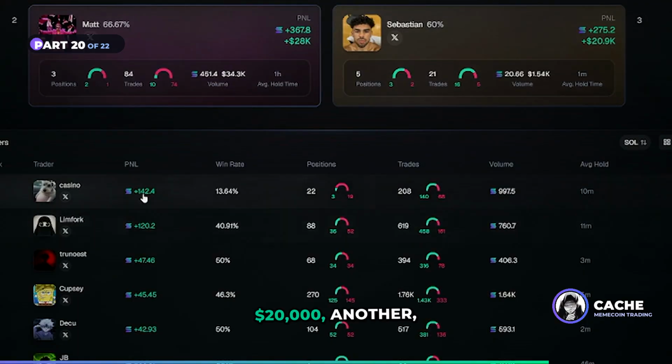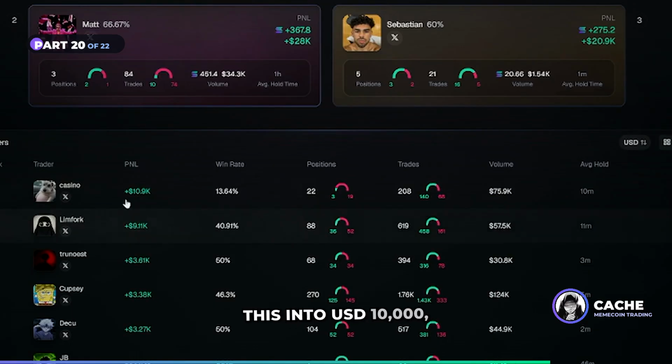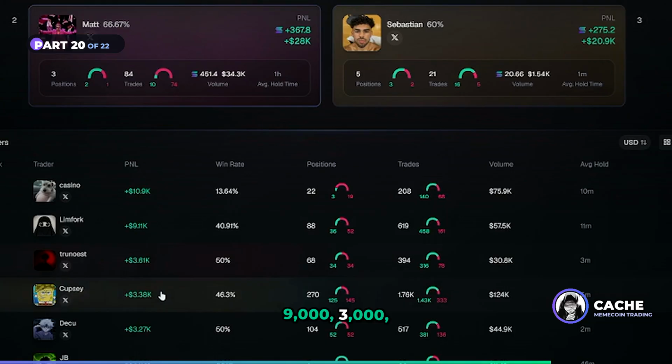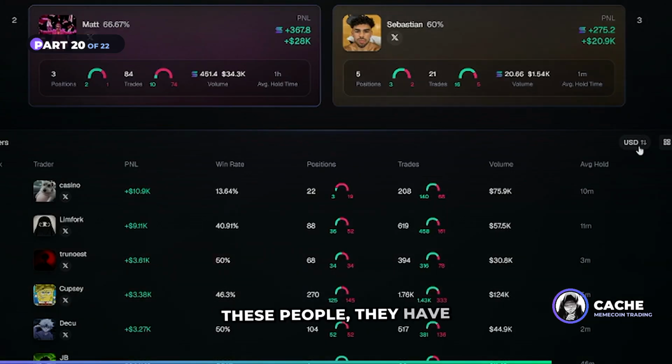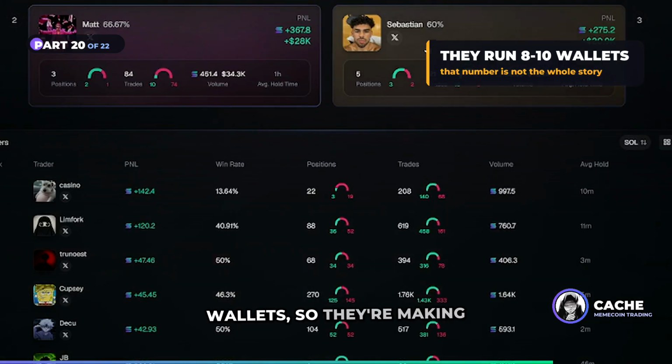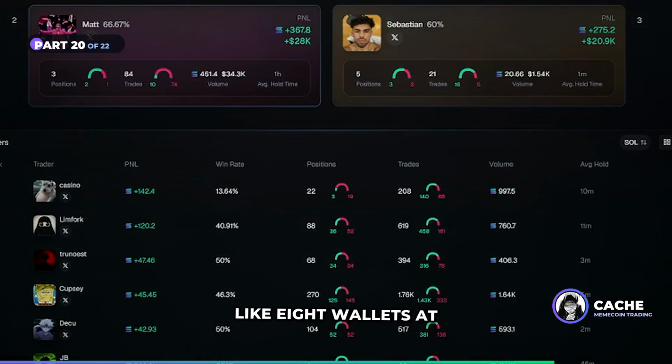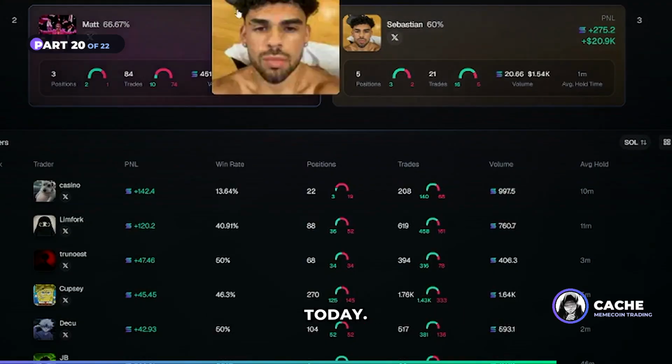$20,000. Another, I'll move this into USD, 10,000, 9,000, 3,000, 3,000, 3,000. And a lot of these people, they have like 5 wallets, 10 wallets. So they're making this number. Like I know Cap, he uses like 8 wallets at a time, which means he probably made $200,000 today.